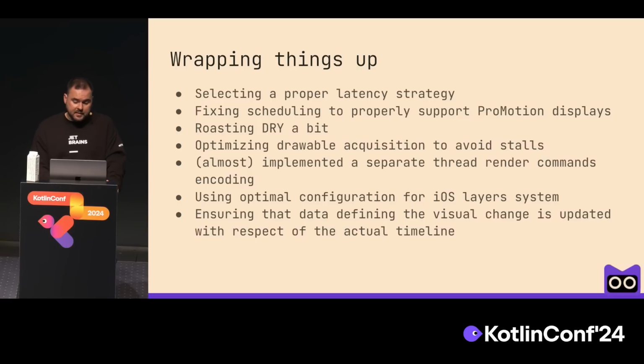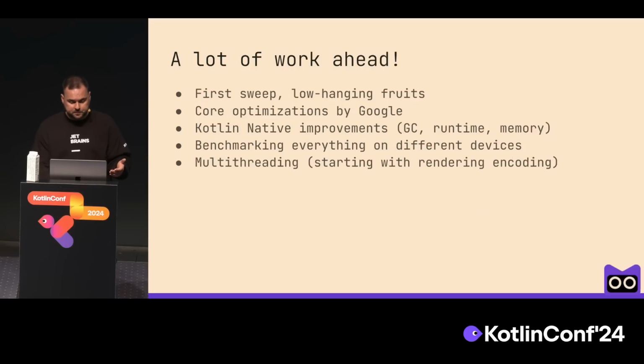Also, we ensure that data-driven visual change is updated with respect to the actual timeline, so the changes are fluid and smooth. And there's still a lot of work ahead. It was just basically a first sweep. We just gathered some low-hanging fruits. There are a lot of core optimizations, which are done by Google. They basically just rewrite things constantly. We really like these 300 lines PRs.